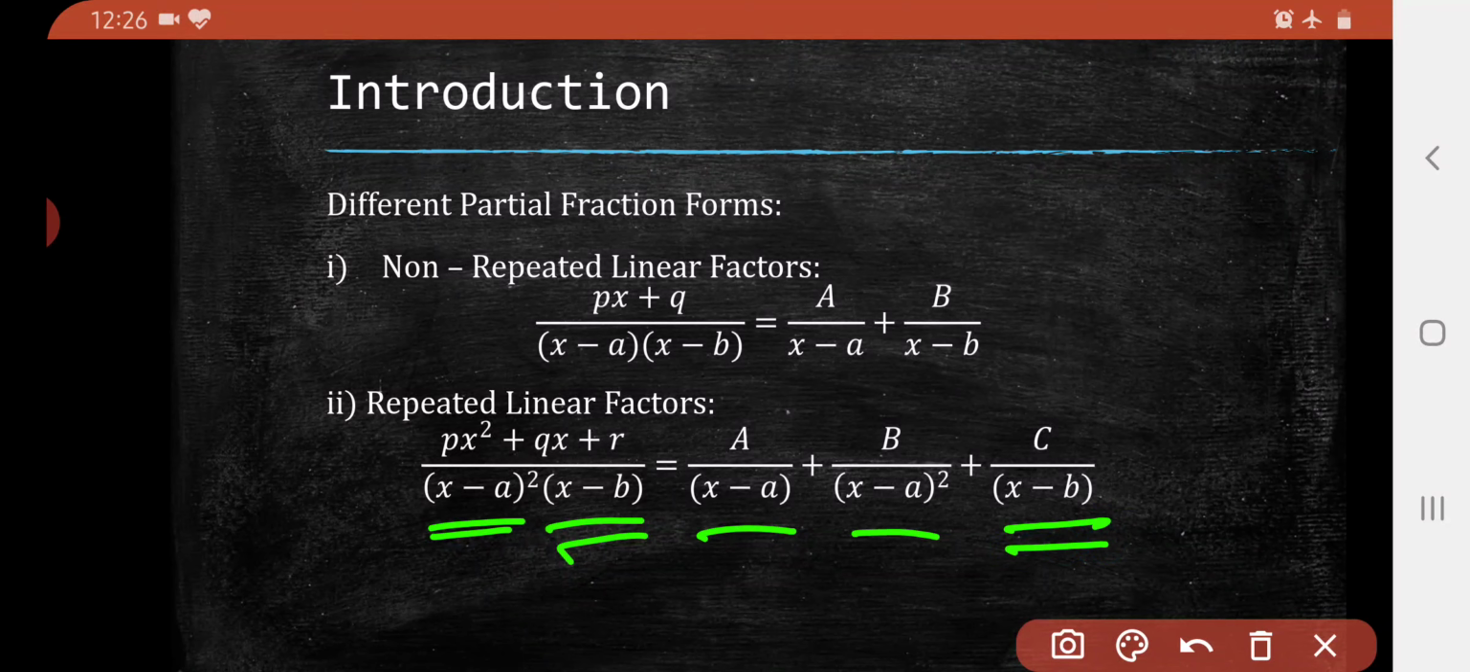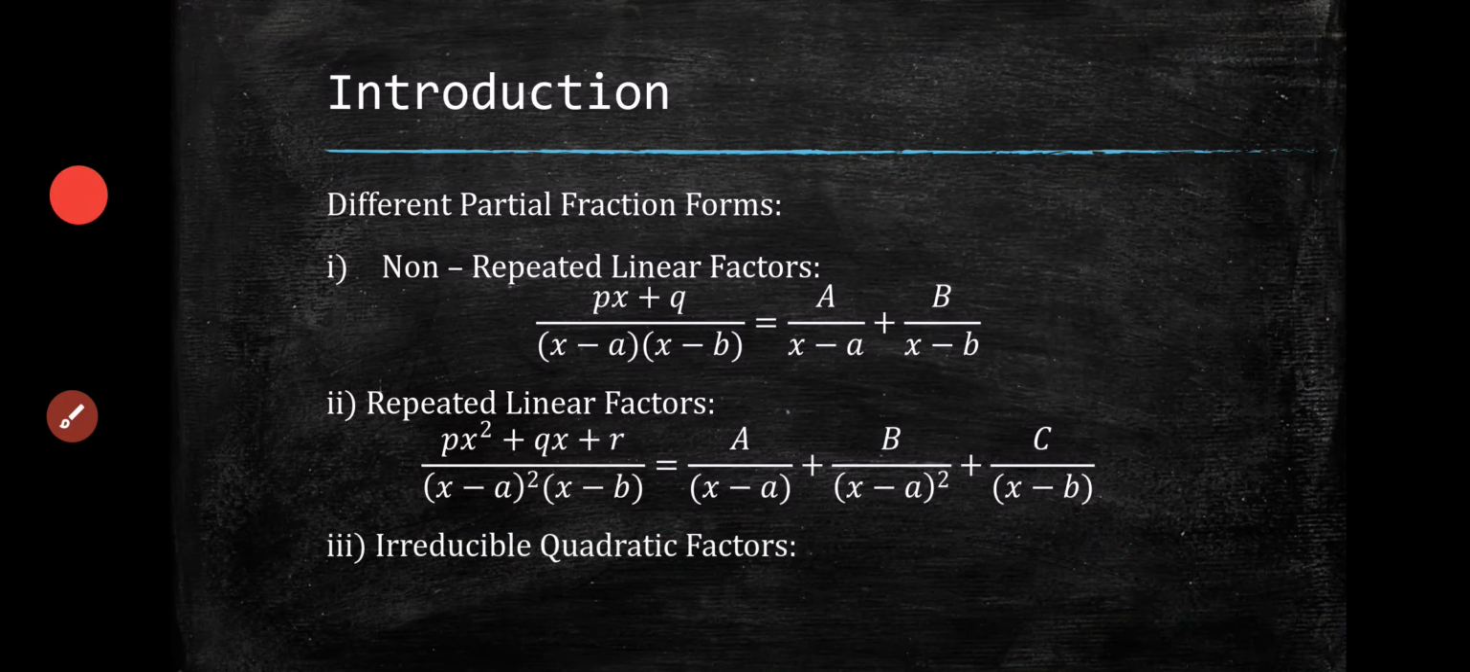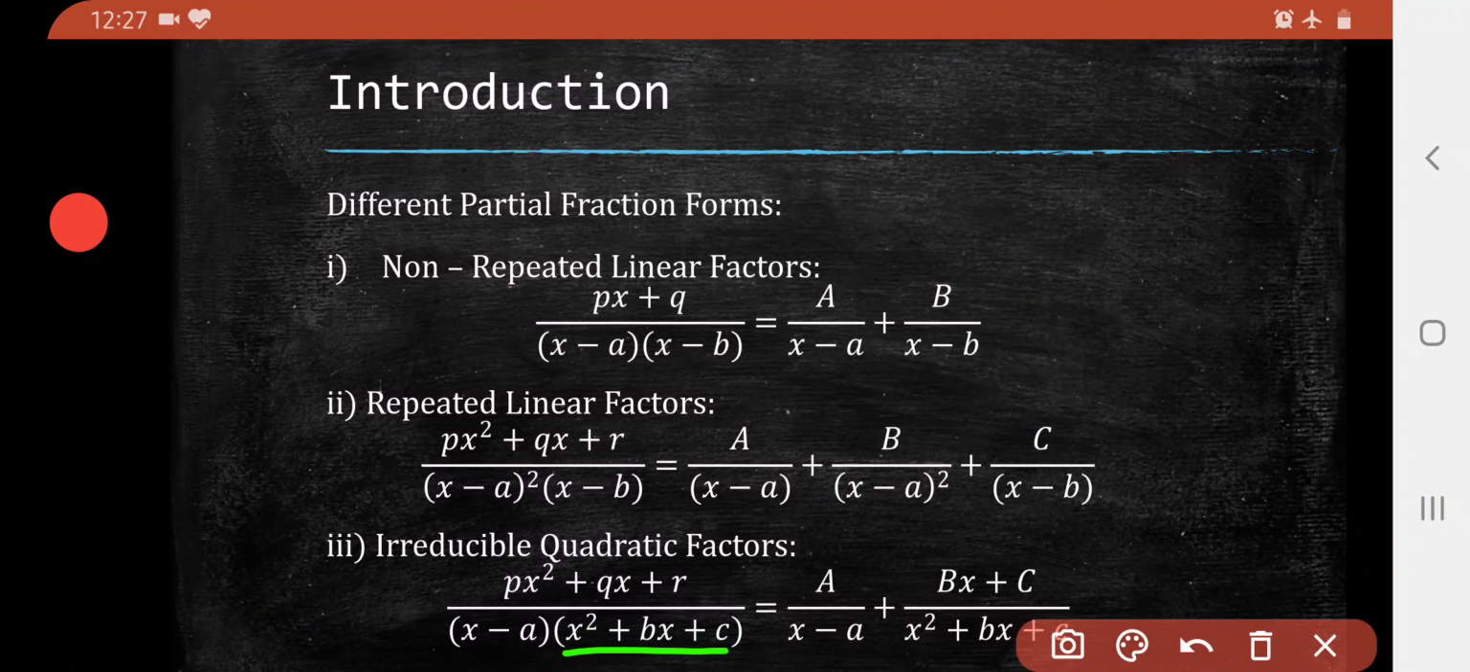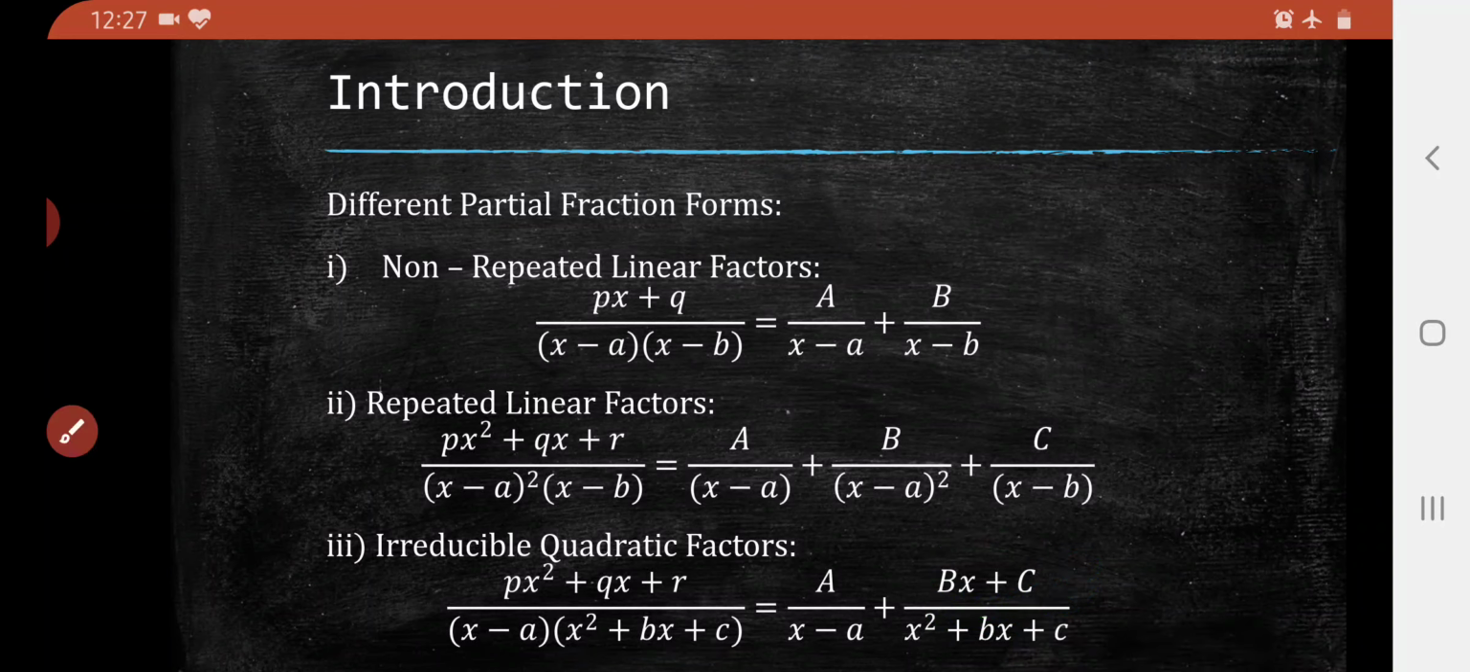Then the next one and the last one, if we have irreducible quadratic factors. Irreducible quadratic factor means if I am having a quadratic term which can't be divided into linear factors, in that case what to do? Let us take this x square plus bx plus c, which is irreducible. Irreducible means it can't be broken down into linear factors. In that case, we take bx plus c, or a linear term, at the numerator of the partial fraction. Fine. So these are the three different types of partial fraction that we have.